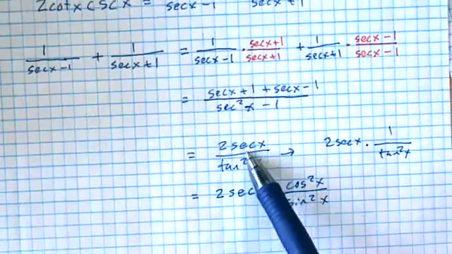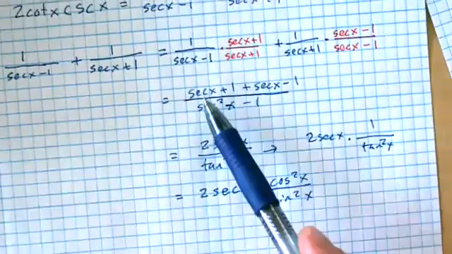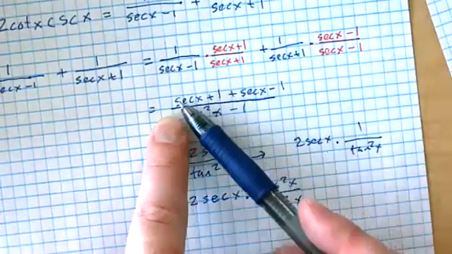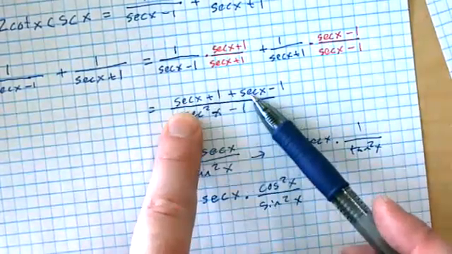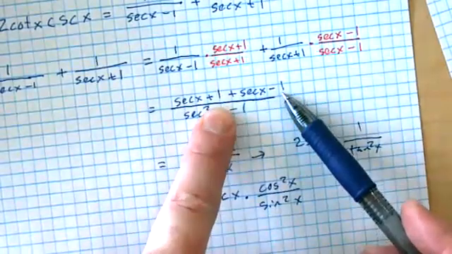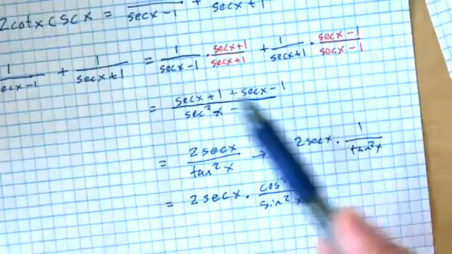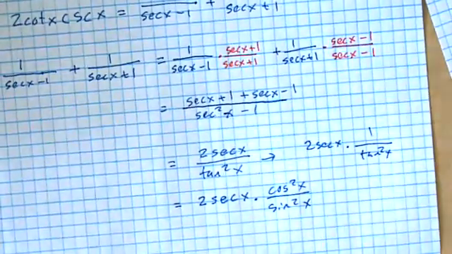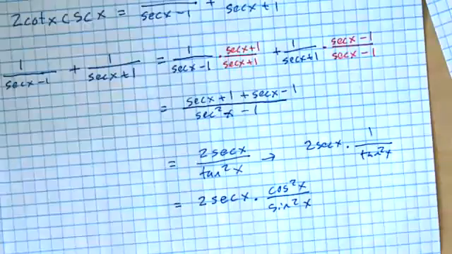The 2 secant x, because when I looked up here, I had 2 secant x's being added together. So this is like 1 secant x plus 1 secant x gave me 2 secant x's. And then these ones went away because of the opposite signs. I was kind of hoping these would go away too, but alas. We good?